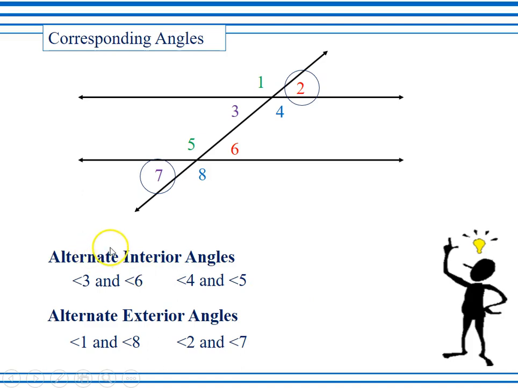You'll notice that because vertical angles, 1 and 4 are vertical, measure the same, and corresponding angles, 1 and 5, measure the same, the alternate interior angles are equal, and the alternate exterior angles are equal. So 1 and 8 will be equal, 7 and 2 will be equal, 4 and 5 will be equal, and 6 and 3 will be equal.